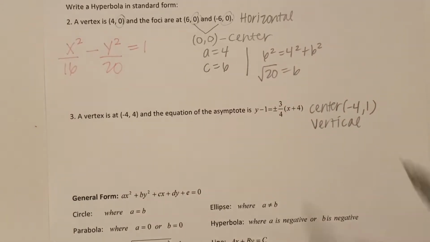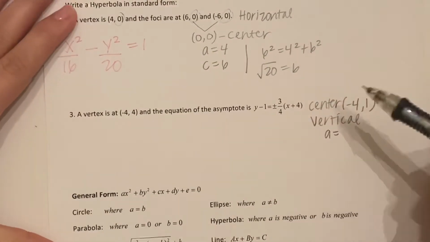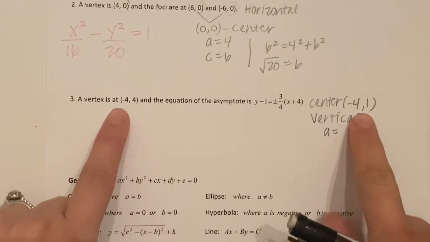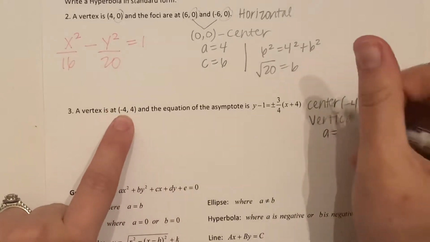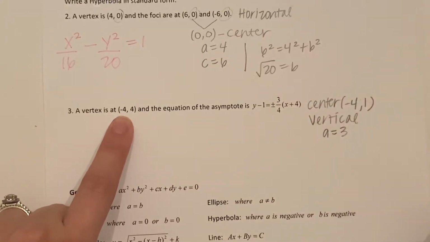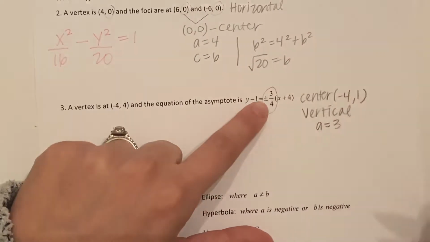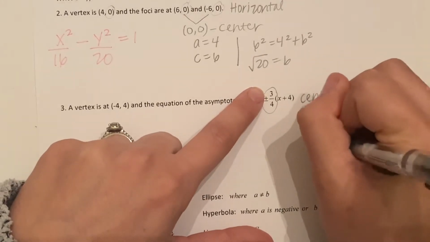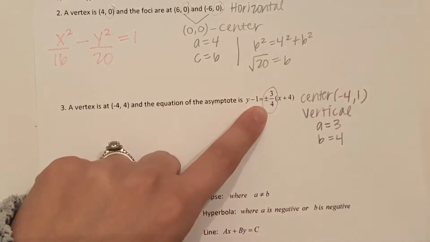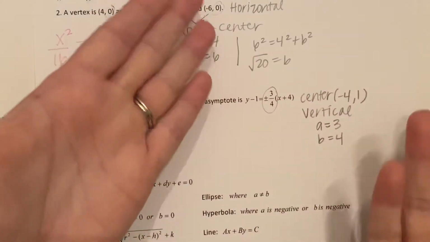Okay, so since it's vertical, we're gonna look at our a value, the distance between the center and the vertex. So how do you get from 1 to 4? Oh, that's just 3. Oh my gosh. So now I know this is rise over run, and if this is 3, that means b is 4. And we have everything we need right here.